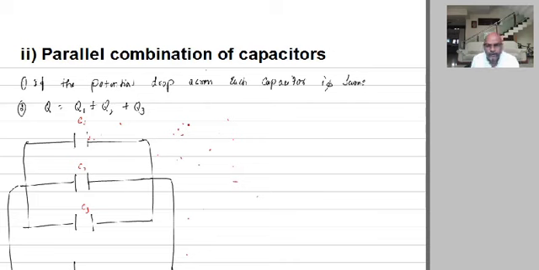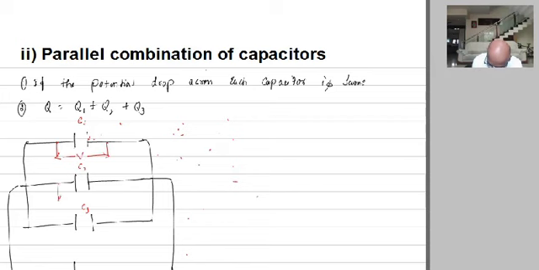Okay, so the potential of C1 is same as that of the battery. Similarly, the left plate of C2 is connected to the positive terminal, the right plate of C2 is connected to the negative terminal of the battery, and therefore the potential drop across C2 is also same as that of the battery. Similarly, the left plate of C3 is connected to the positive terminal, and the right plate of C3 is connected to the negative terminal of the battery, and therefore the potential across C3 is also same as that of the battery, and therefore all the three will have the same potential, that is V volt.